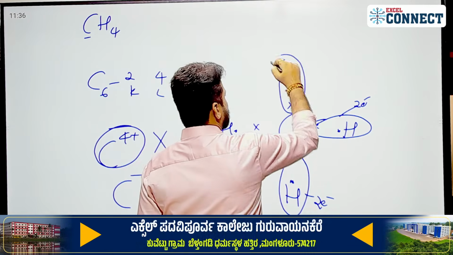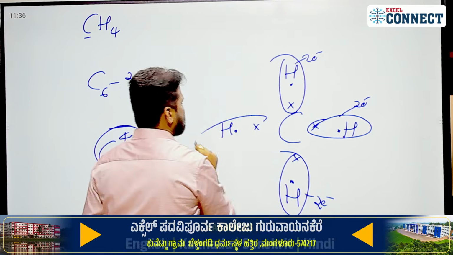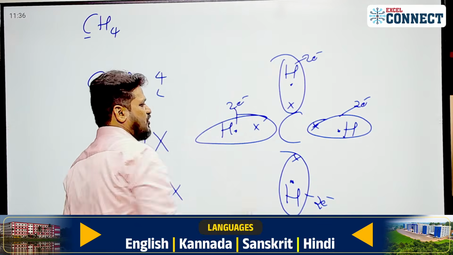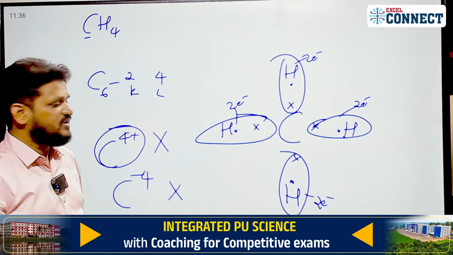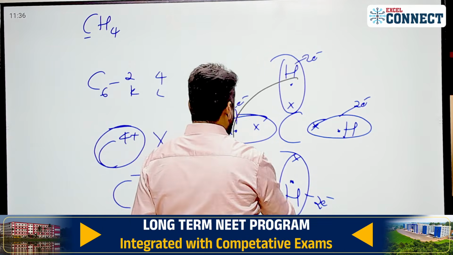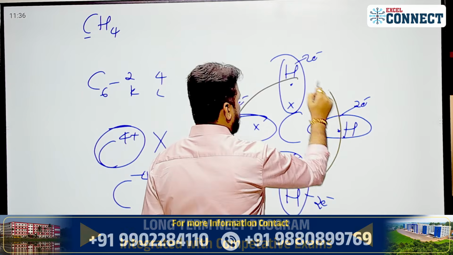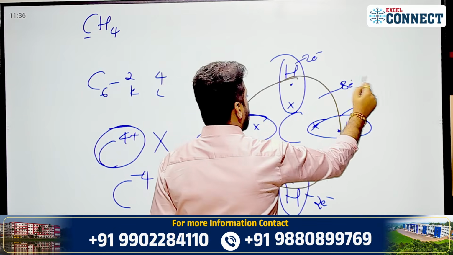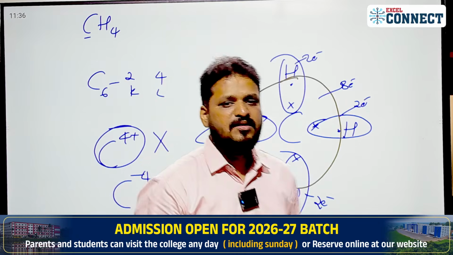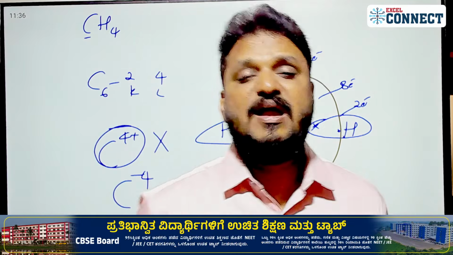Here also mutual sharing. How many electrons? 2 electrons. Here also mutual sharing. How many electrons? 2 electrons. All hydrogens are happy. At the same time carbon also becomes very happy, because it has how many electrons? 8 electrons. After sharing, carbon is also happy.